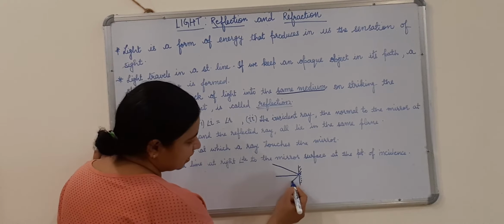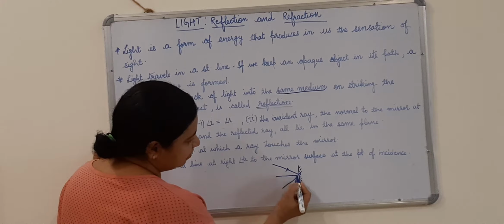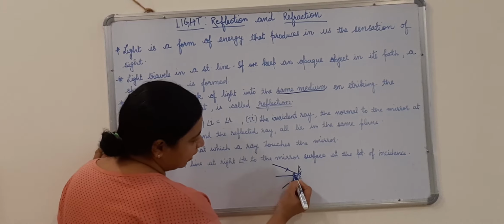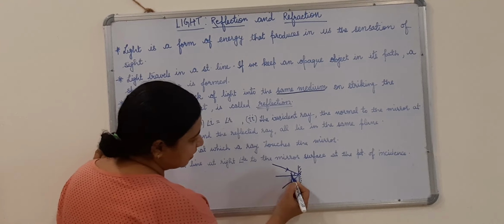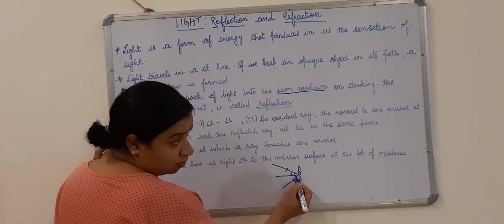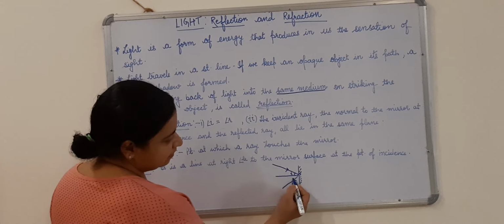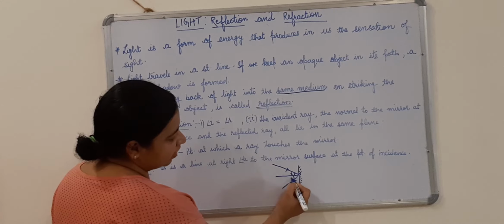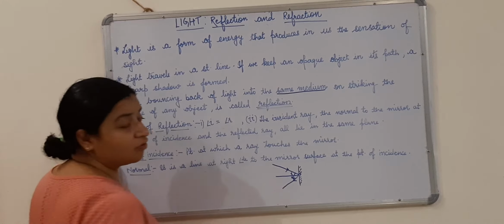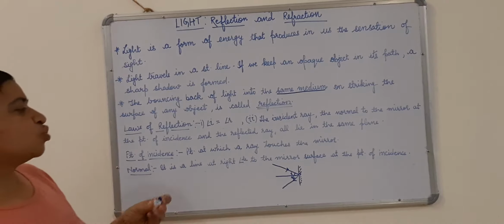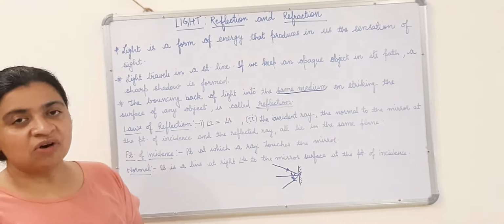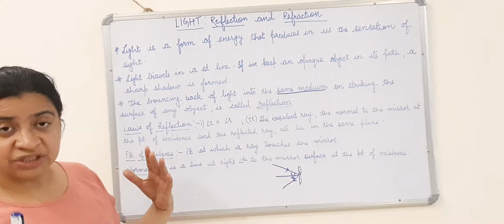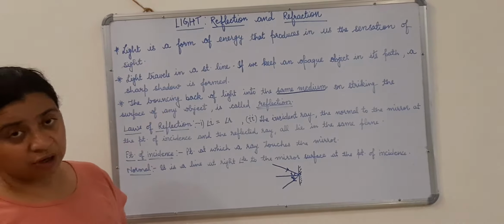And this is the reflected ray, incident ray and the reflected ray. The angle formed by the incident ray with the normal is called angle of incidence, and the angle formed by the reflected ray with the normal is known as angle of reflection. These two are the same in case of reflection. Here I am not talking about refraction. This is only reflection I am talking about first.